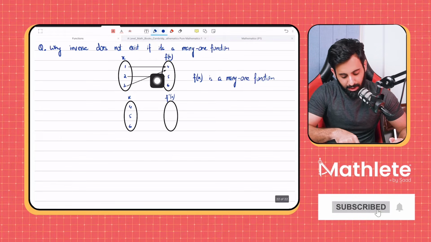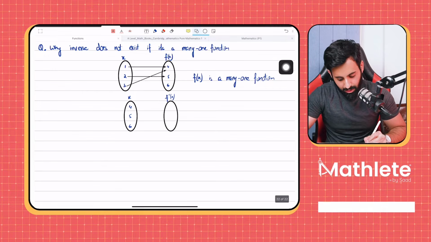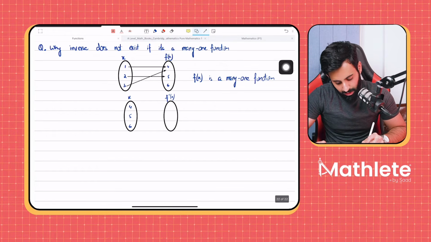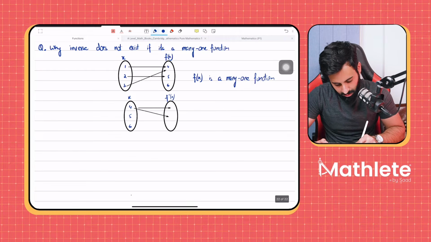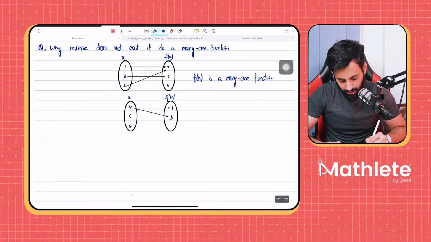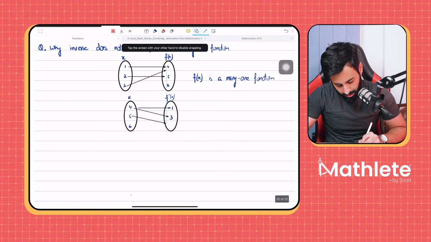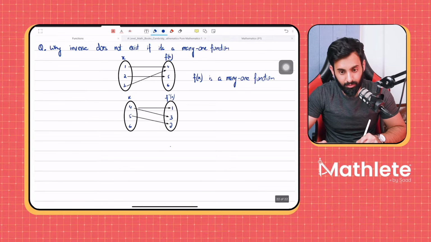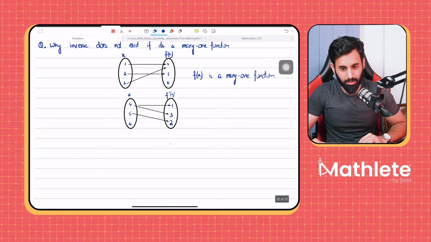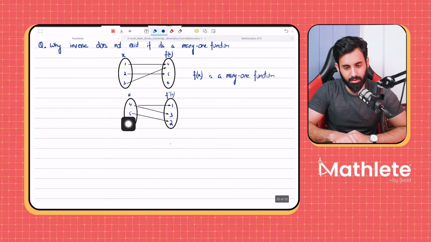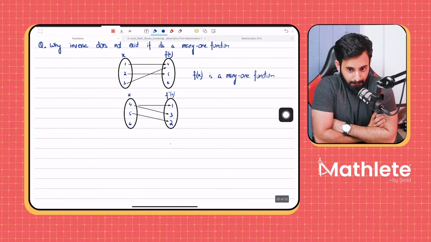Now what will happen if you plug in 4 in the inverse function? You will get 2 different outputs. And what happens when you get 2 different outputs? You will get 1 and 3. And then if you plug in 5, you will get 2. What happens if you get 2 different outputs? What's wrong in a situation like this? What happens if you plug in one value and you get 2 different outputs? What do we call it?